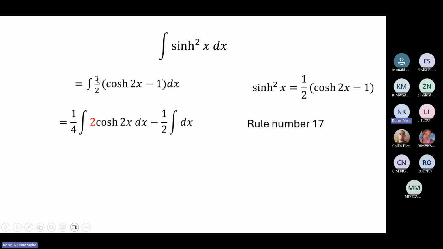And then now we will have this half multiplied by -1 with dx, which gives us this integral of x to the power 0 dx. Then we apply rule number 17 for the left side, and we apply the normal integration for the right side, and we get this as the answer.